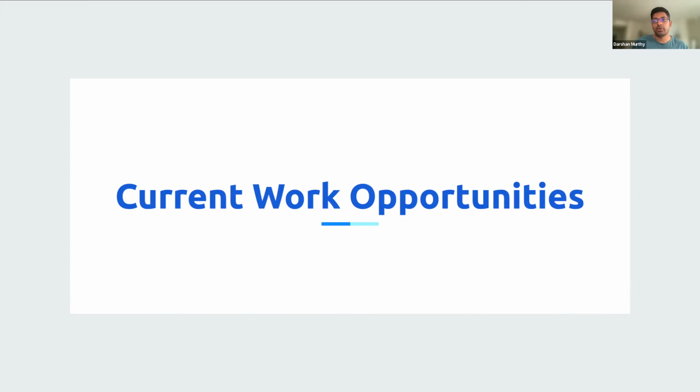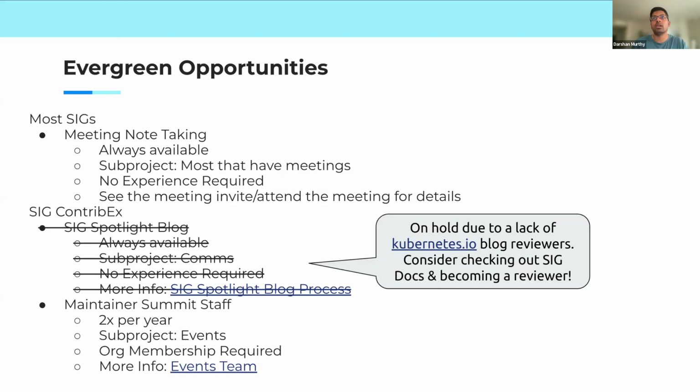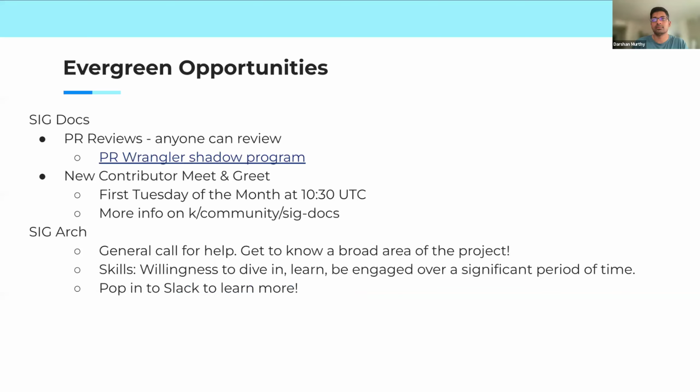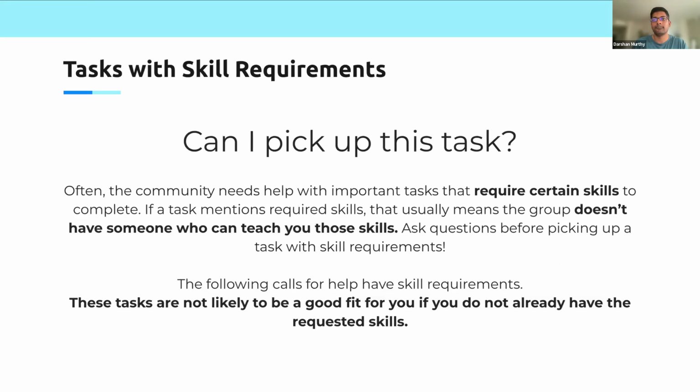Now that you know how the community is structured, where you could fit in, and how to start learning more, you might also want to know if there is any actively open work you could pick up and become part of. This is what we call evergreen opportunities. Evergreen opportunities are great because they represent work that always needs doing.